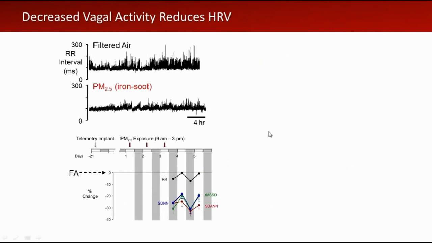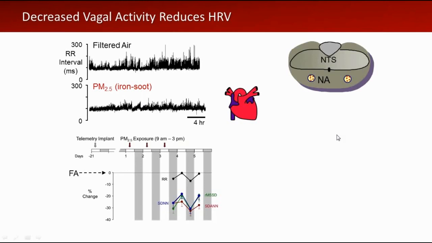Now, our lab, as I mentioned, is interested in the upstream mechanisms of this, and we are particularly interested in the vagal inputs to the SA node and how they may be changing the activity of the heart. We know that the vagal neurons that give inputs to the SA node exist in the nucleus ambiguus, which is here in the NA region of the brainstem, and they project to the heart.